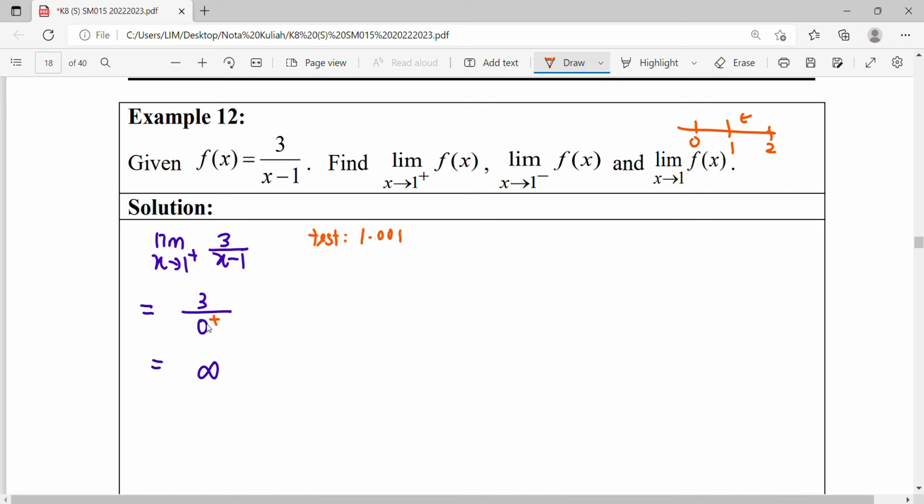Faham ke? Because 1.001 minus 1, you will get 0.001. So you are approaching it positively. So this 0 is positive daripada kanan. So 3 positif, penyebut pun positif, positif over positif, positif. So if you want to know whether it is positive or negative, you have to test with your value. So itu yang kita sebut dari awal.